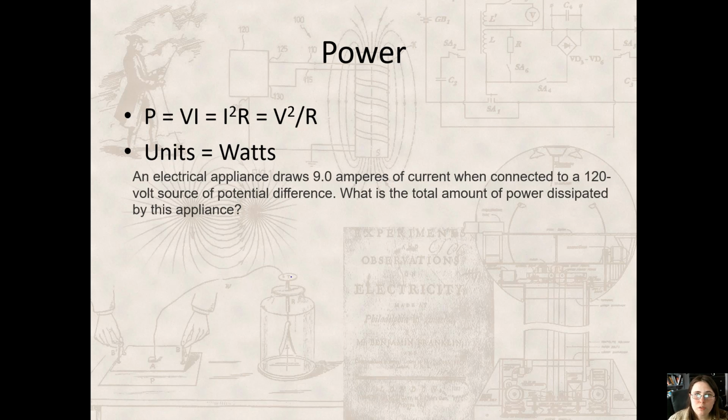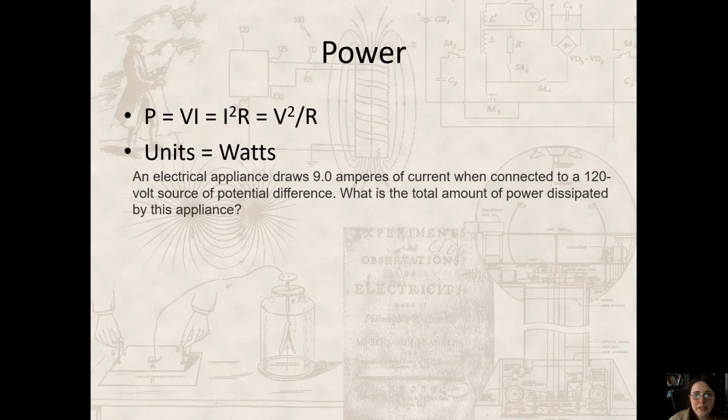The units are still in terms of watts, and the equations we're going to use are on the reference table. Power is equal to potential difference times current, current squared times resistance, potential difference squared divided by resistance. And here's an example.